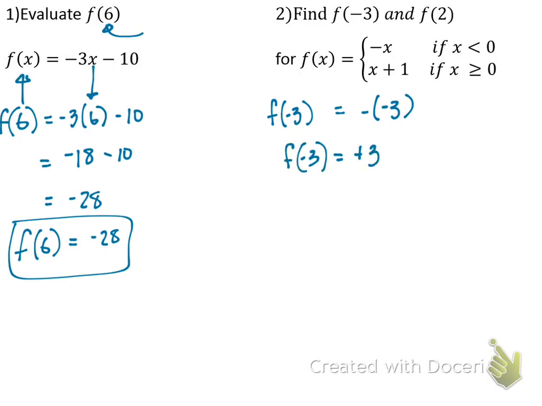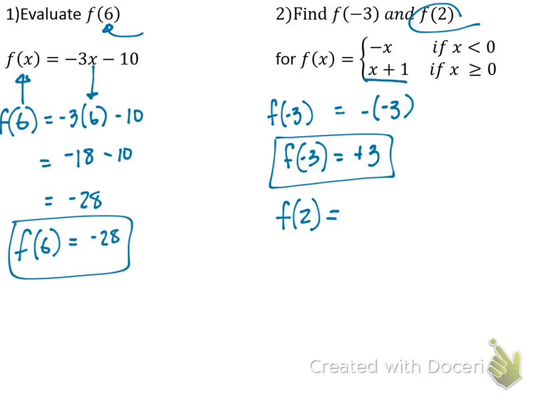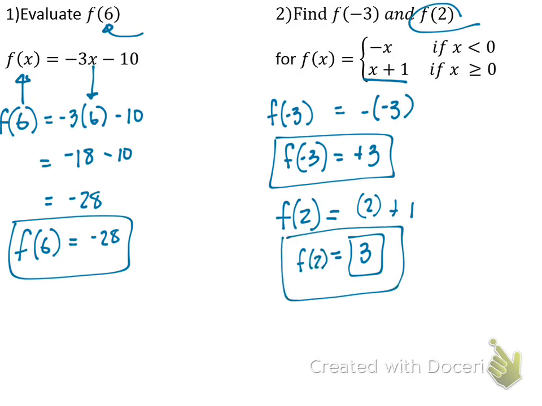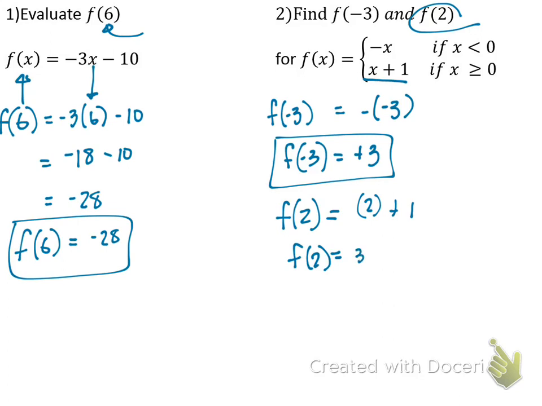Okay, but we're not done yet. It's asking us to do another input, which is f of 2. We know 2 is bigger than 0, so we want to use this rule right here. It's x plus 1, and instead of x, we put the input of 2. So 2 plus 1 is 3. On these two specific numbers, we got the same output. It's still a function, still one output per input. And that's it.